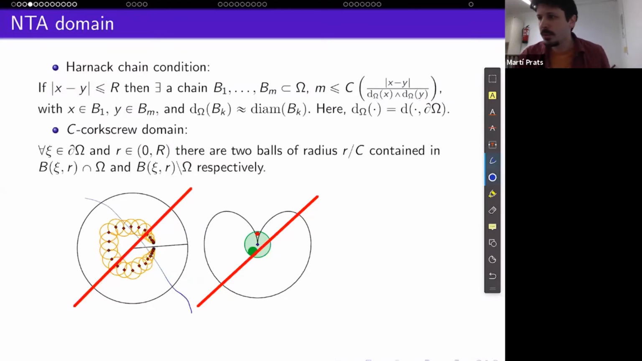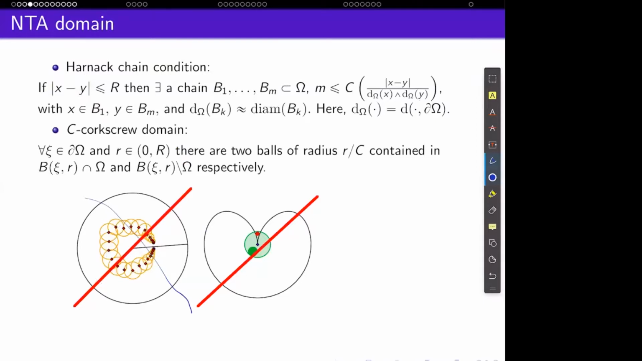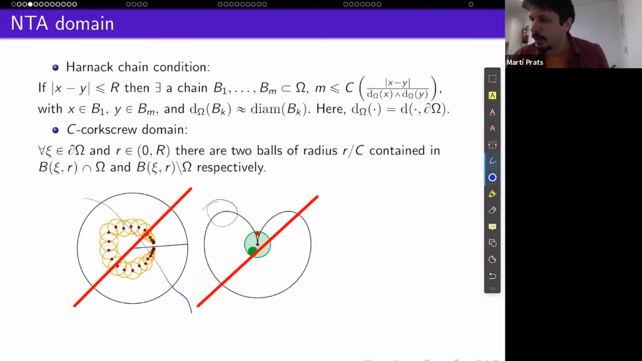Now, the corkscrew condition is just that for every ball centered on the boundary with radius smaller than r, you can make an exterior and an interior ball. But this doesn't happen if you have a cusp. So this is not a corkscrew domain. Of course, the balls need to have radius comparable to the big radius, and this is getting smaller and smaller. Okay, so this is not.